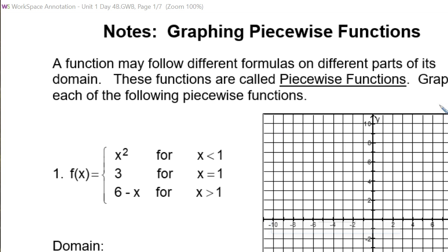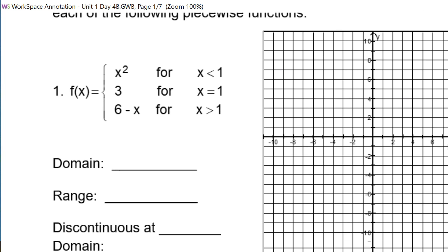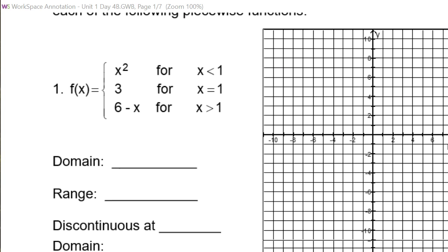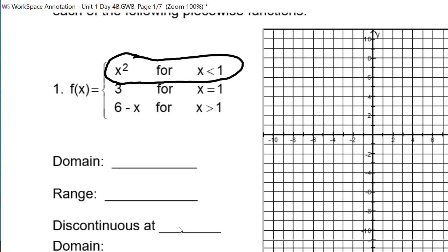So number 1, looking at the first piece of the graph, we have f of x equals x squared. What type of function is that? Quadratic. So we need to graph that parabola. And what is h, k for that parabola? 0, 0. And our boundary, our last x needs to be at 1.